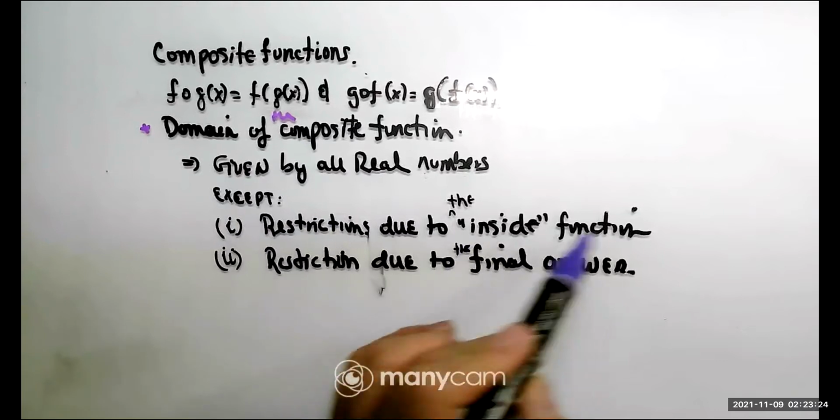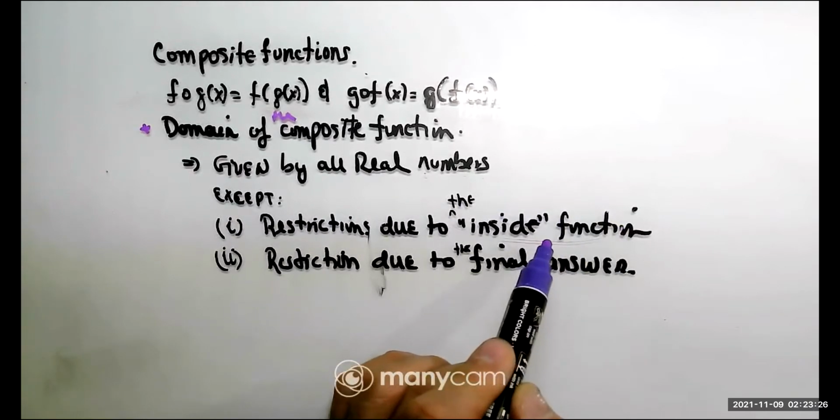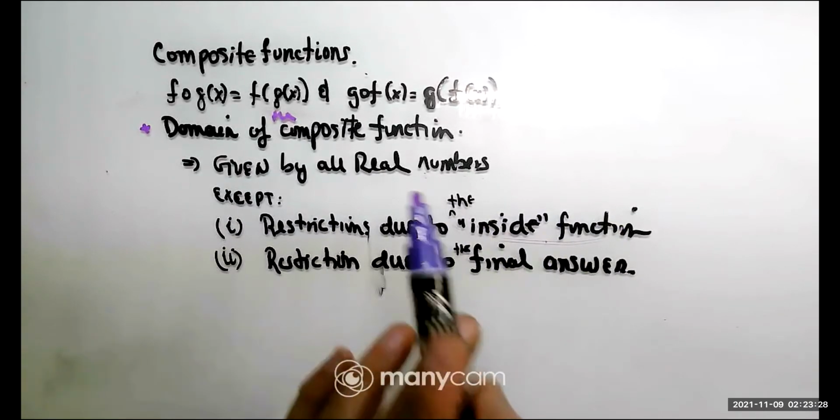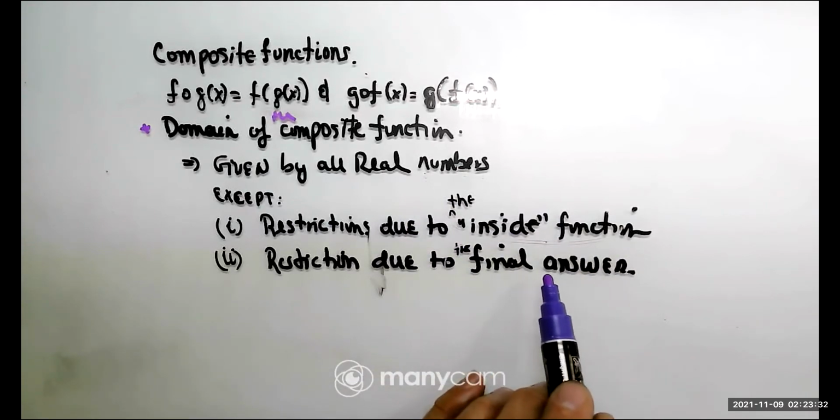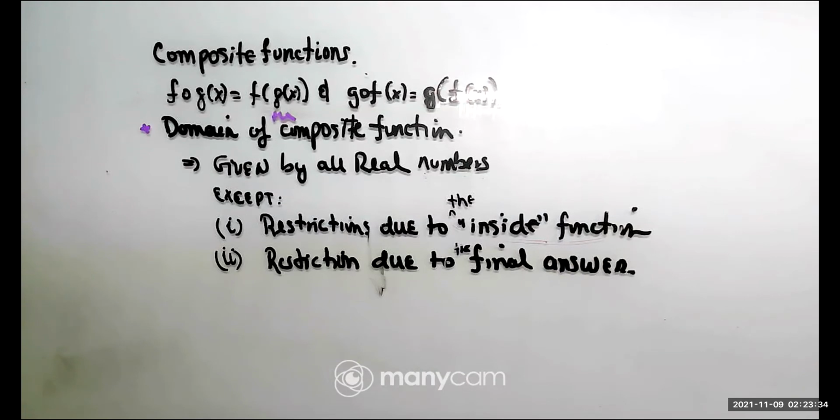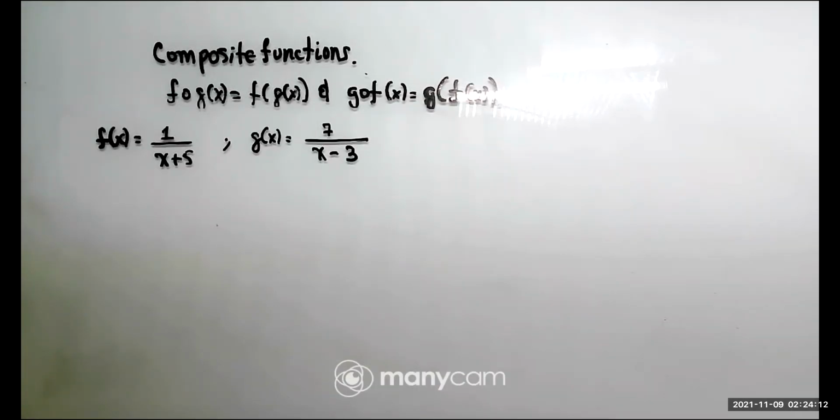and then we'll look at the inside function. Is there anything that we need to be careful about in the inside function? And then, are there any red flags due to the final answer? So let's look at 2 examples. So let's look at this example.